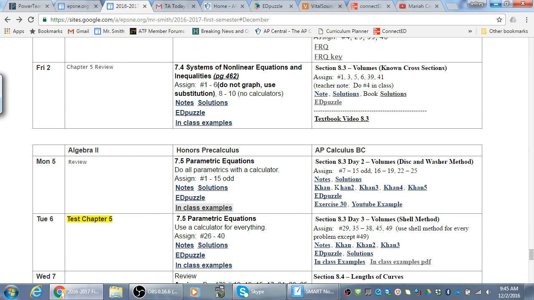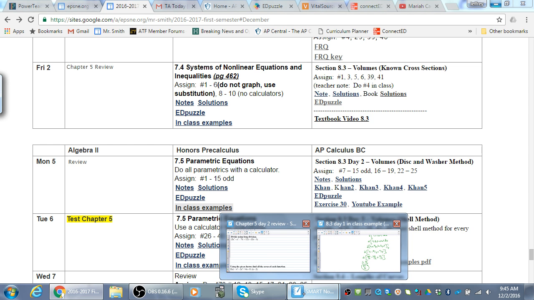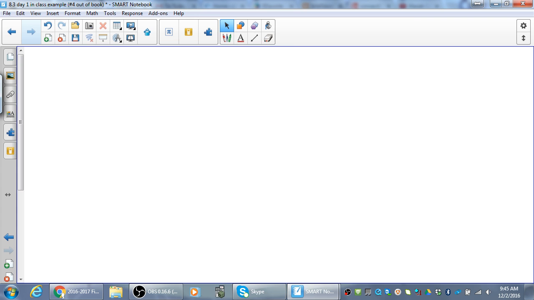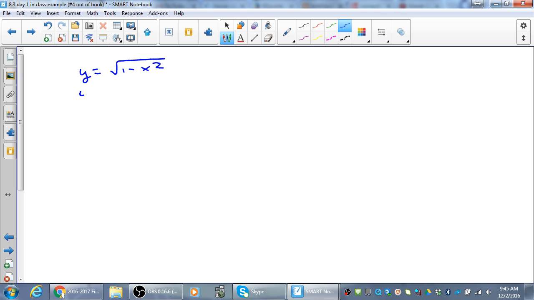Wait, that's weird. The solid lies between planes perpendicular to the x-axis at x equals -1 to 1 again. The cross-sections perpendicular to the x-axis between these planes run from the semicircle. Well, that's a semicircle because we have y is equal to the square root of 1 minus x squared. If we square both sides, we get y squared equals 1 minus x squared.